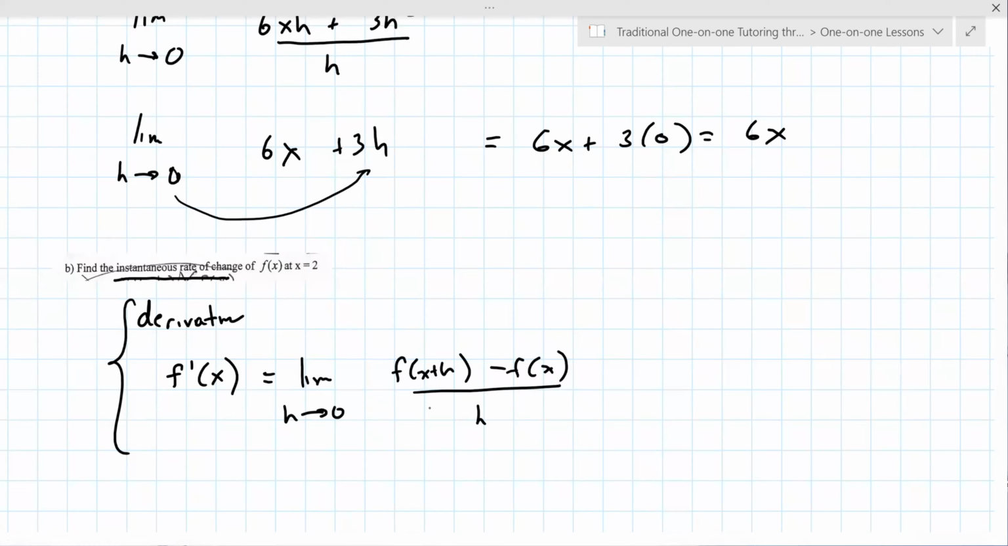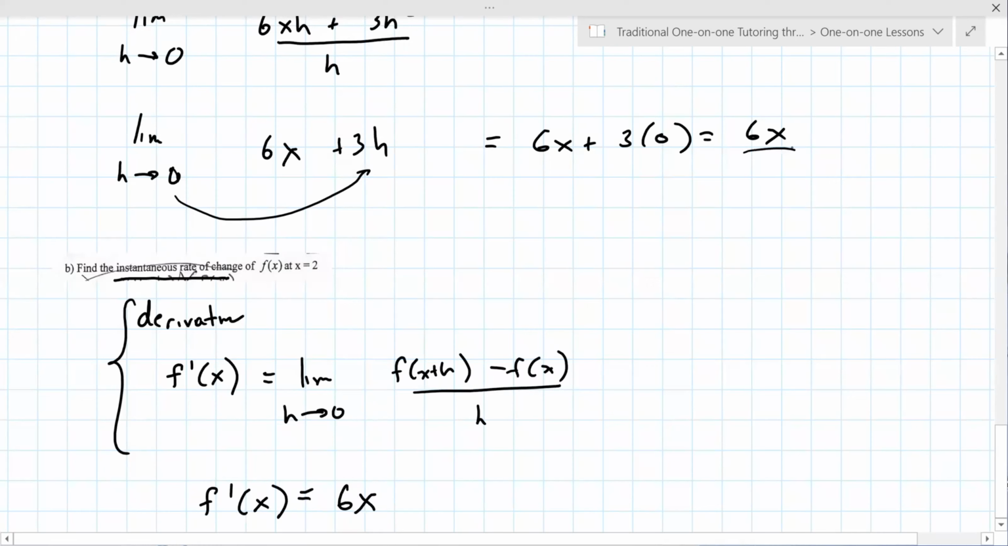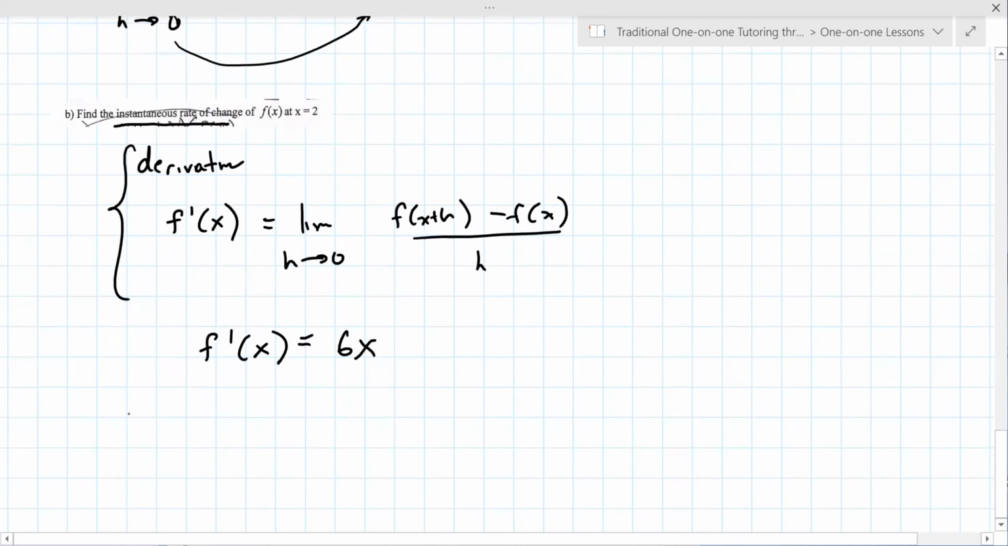Okay. So your derivative, your f prime of x, and this is key. This is the whole key to the first semester of calculus, is understanding that the instantaneous rate of change is the derivative. The derivative is 6x. But there's more, because you have to evaluate the derivative. You have to evaluate f prime of x at x equals 2. So you have to put 2 into this function. So 12. Yes.